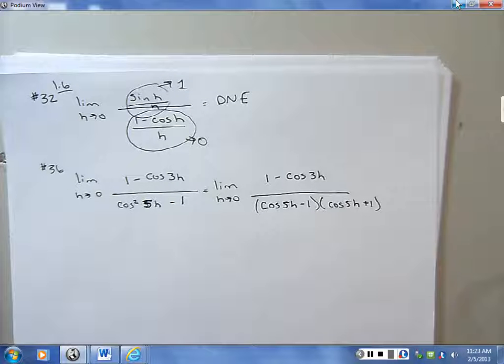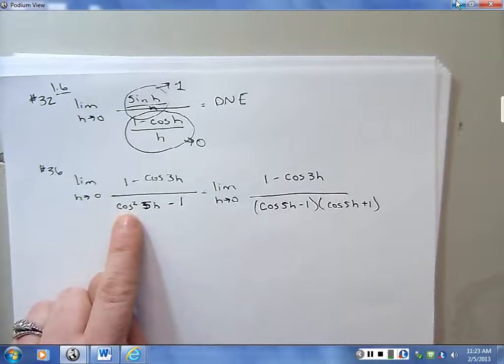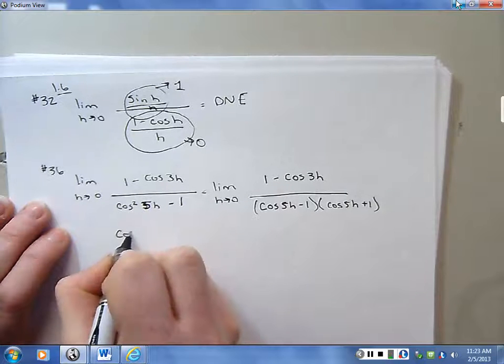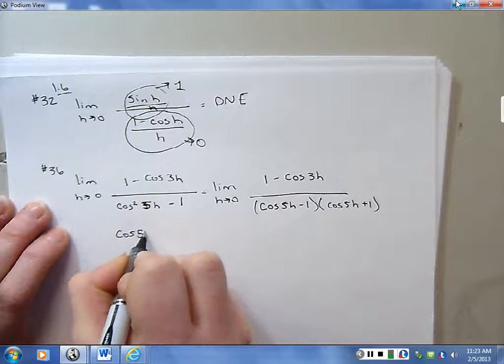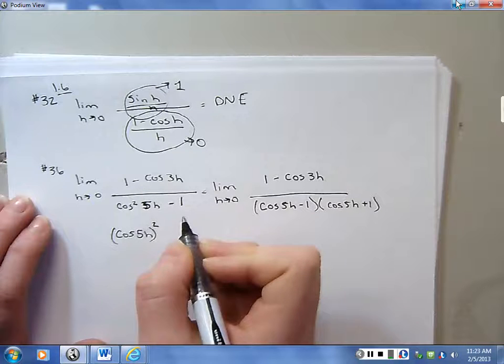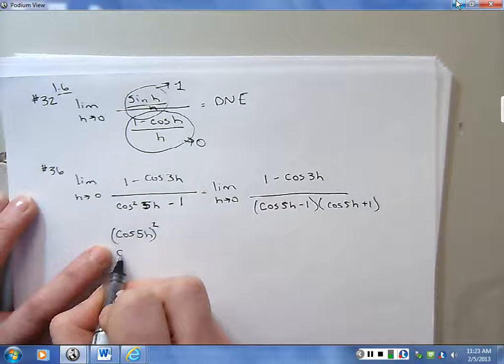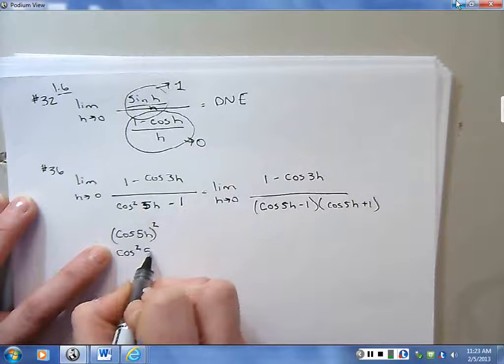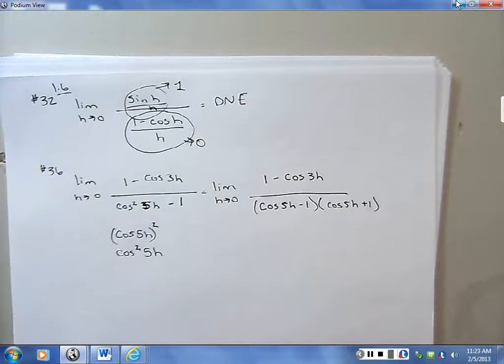Is the square affecting the factor? The square on the cosine, is it affecting the 5h? No, it's cosine squared. Cosine of 5h squared. You could write this as cosine of 5h quantity squared. Generally, it's written as cosine squared of 5h. You take cosine of 5h and then square it.